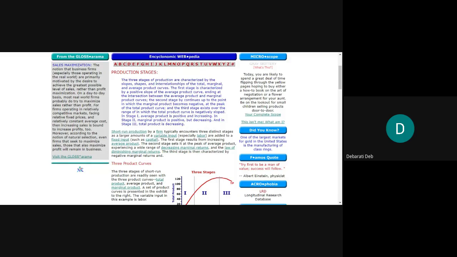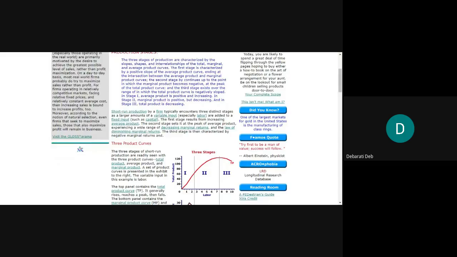Now let us talk about the 3 stages. The first stage is characterized by a positive slope of the average product curve, ending at the intersection between the average product and marginal product curves. The second stage continues up to the point at which the marginal product becomes negative, at the peak of the total product curve, and the third stage exists over the range in which the total product curve is negatively sloped. Now, don't go by the explanation.